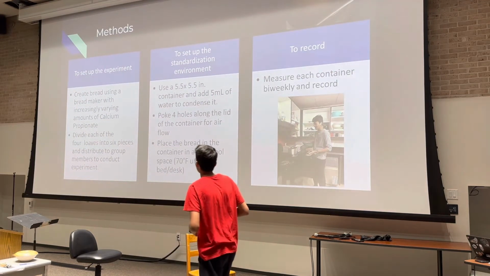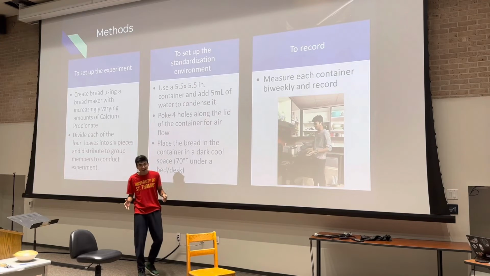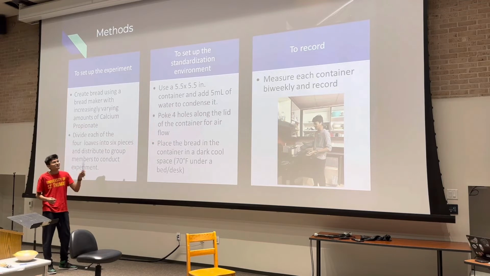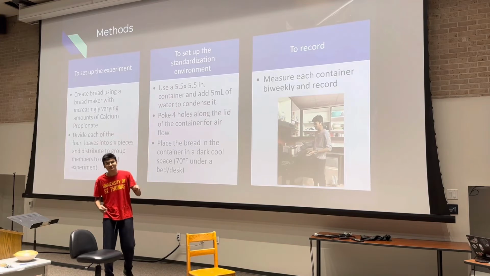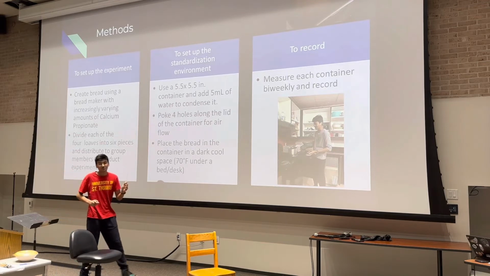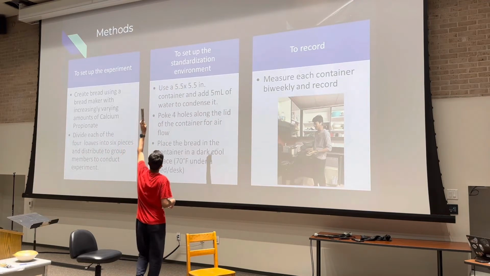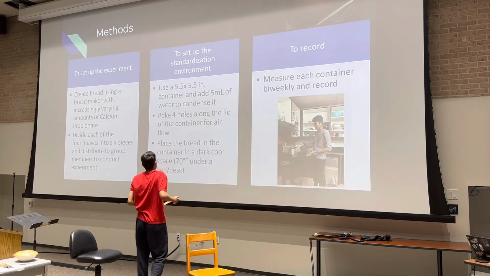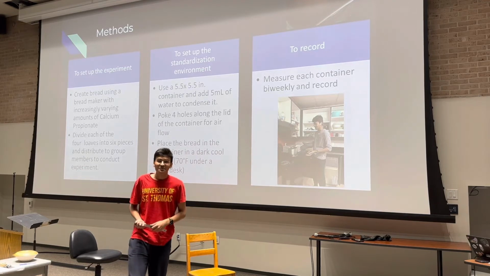This is our methods, okay? To help us make the breads as similar as possible, I used my amazing bread maker, rest in peace, to make 4 different loaves with the exact same recipe except for the independent variable, which is calcium propionate. They're all white bread, and once we had those 4 loaves, we cut them up into equal pieces and put them into a 5 by 5 Tupperware container, added water as necessary, and then kept it in an environment where mold would grow best.